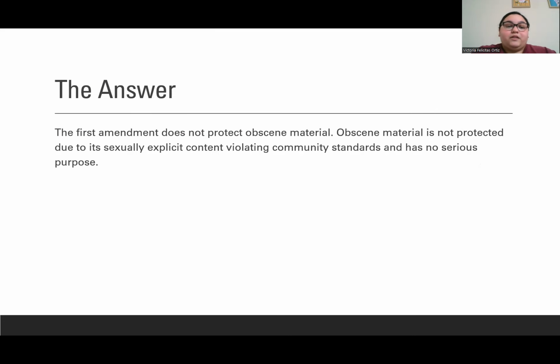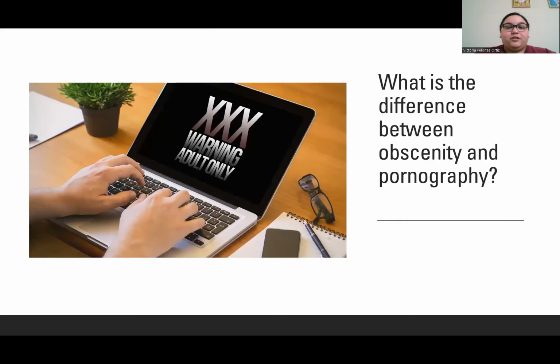The answer, the First Amendment does not protect obscene material. Obscene material is not protected due to its sexually explicit content violating community standards and has no serious purpose at all. Now, the third question is, what is the difference between obscenity and pornography?